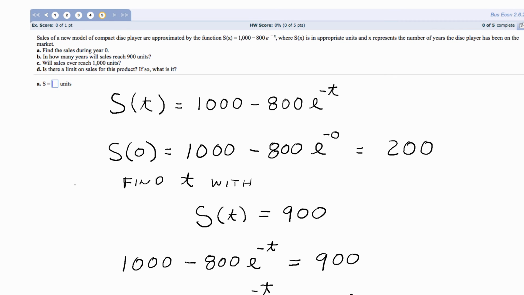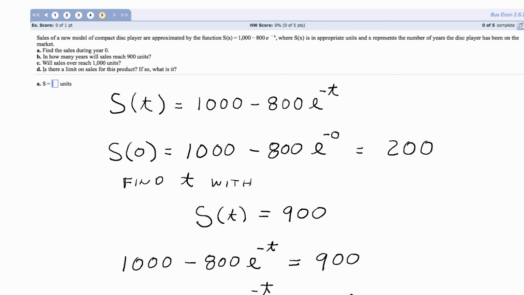Let's go to the next one. It says, will sales ever reach 1,000 units? Now look at the expression. We have 1,000 and we're subtracting off some number as the sales. Notice that this number we're subtracting off is always positive, so it will never reach 1,000 units.